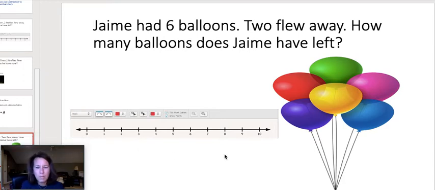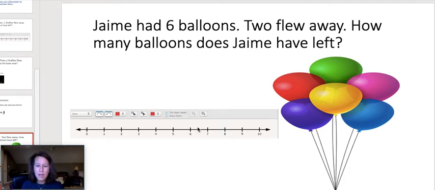Think about this problem. How do you know what math to use? Jamie had 6 balloons. 2 flew away. How many balloons does Jamie have left? They flew away. Does that mean that she got 2 new ones, so we should add? Or does that mean that she had 2 less?